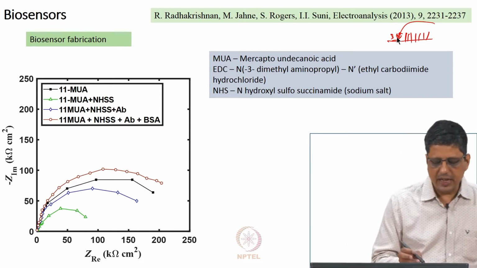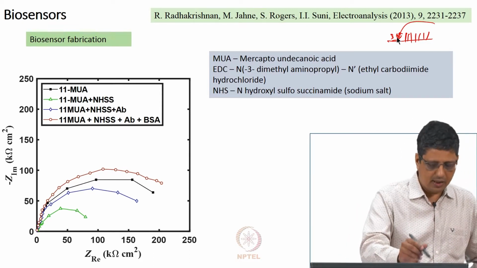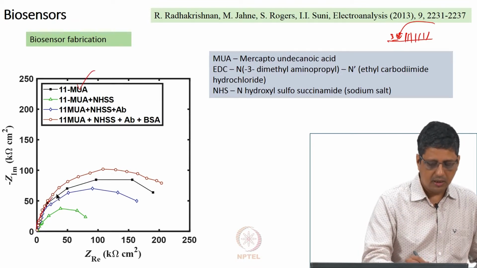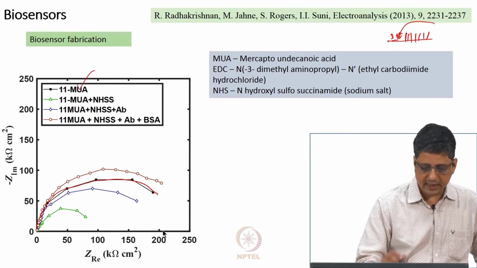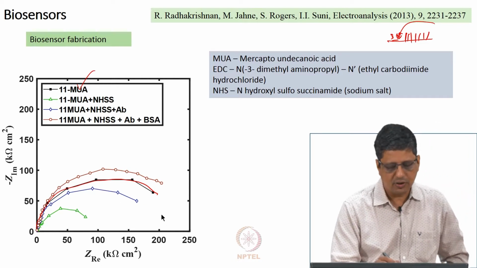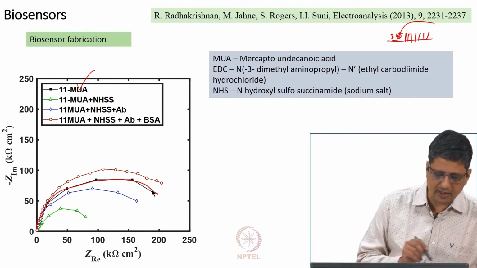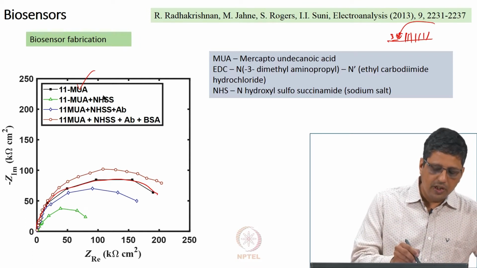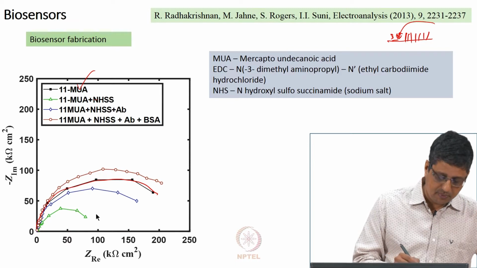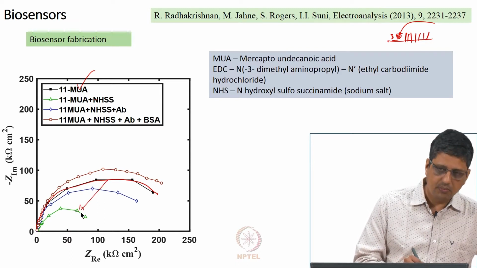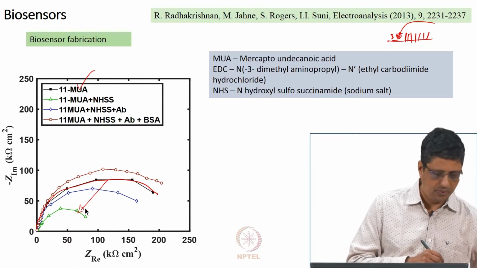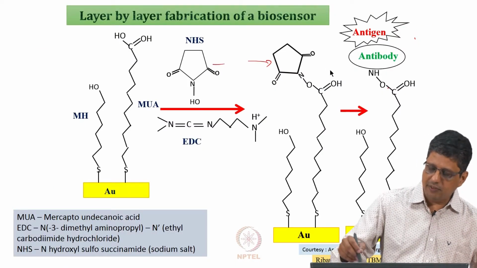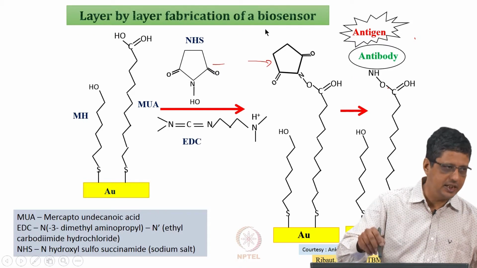Coming here, this is published data. So, the bare electrode is not shown. When you put the SAM layer, impedance is in the range of 200 kilo ohm centimeter square in the real value, imaginary value is around 50. So, you can see it is a large value. When you put NHS, it actually decreases. What that means is, it is not completely blocking. When you put the NHS, it allows the reaction to happen.